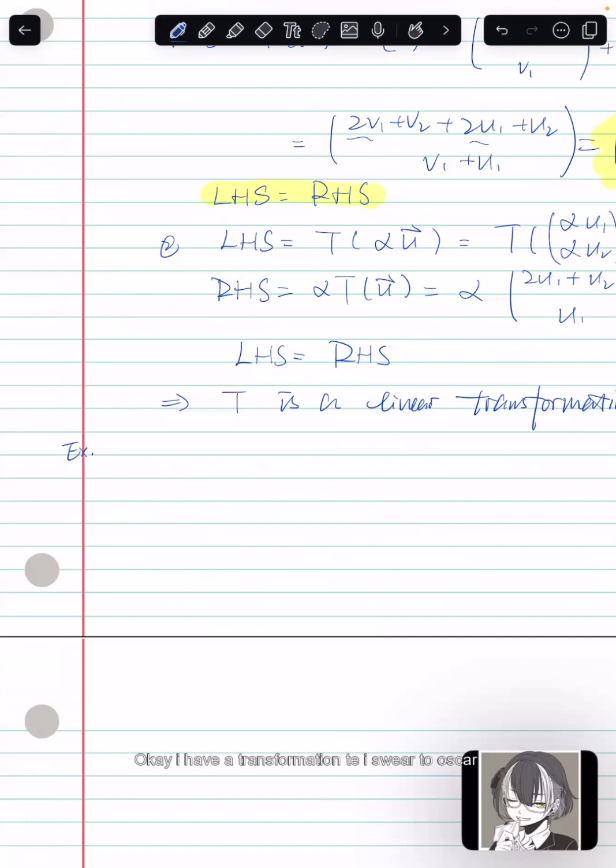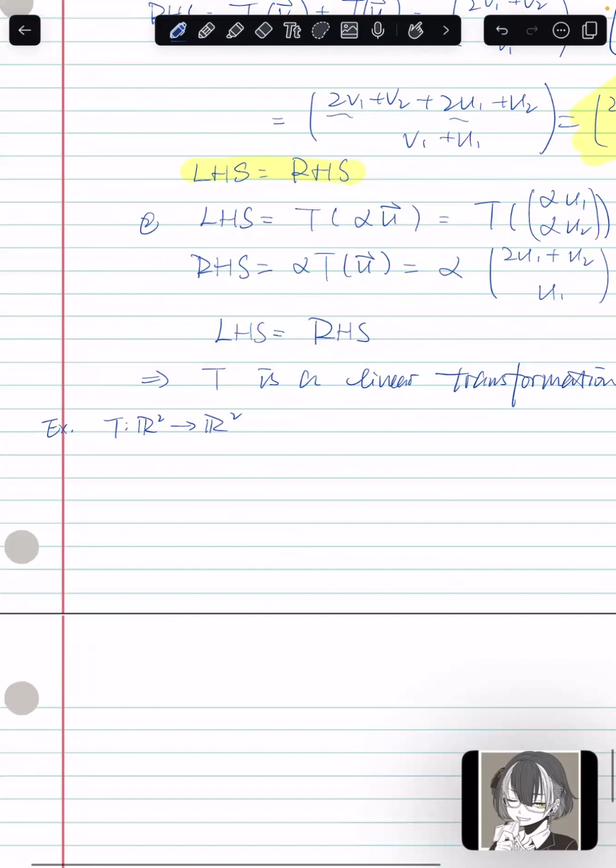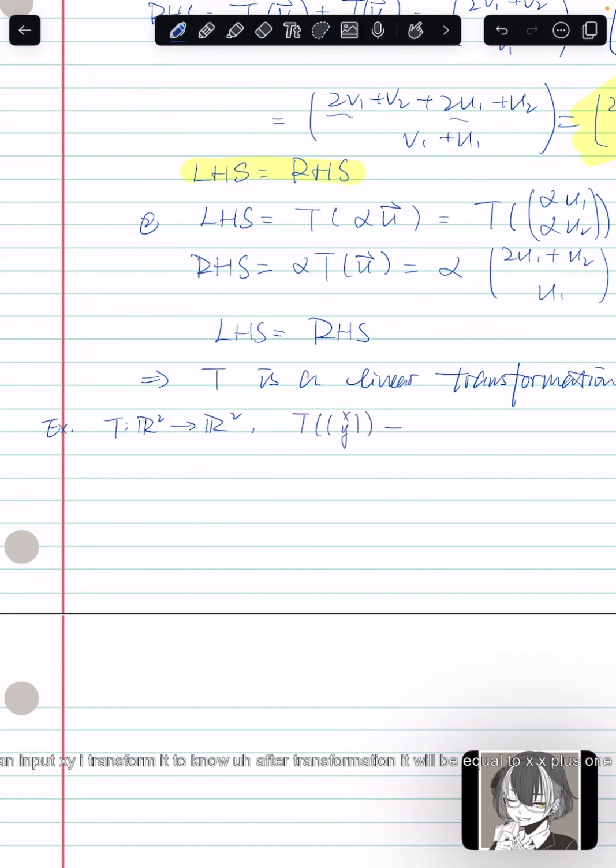I have a transformation T from R squared to R squared. And this transformation is defined by: if I have an input (x, y), after transformation it will be equal to (x plus 1, y). Now I have two vectors. U is (1, 1). V is (2, 2).